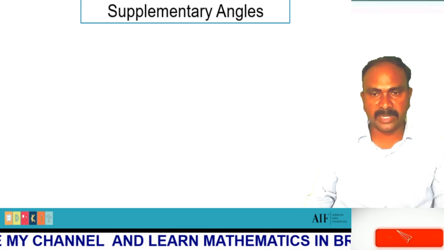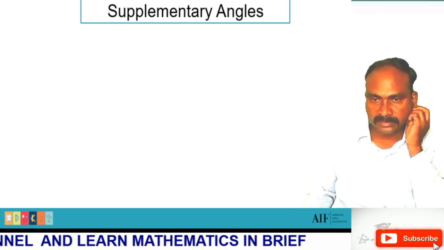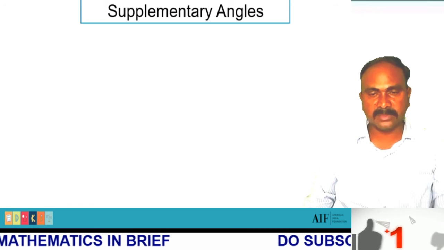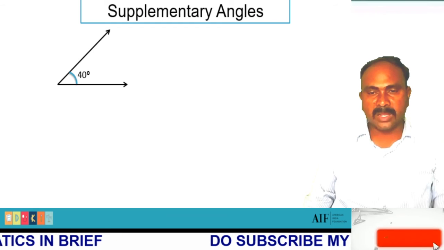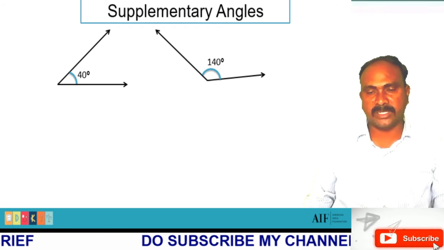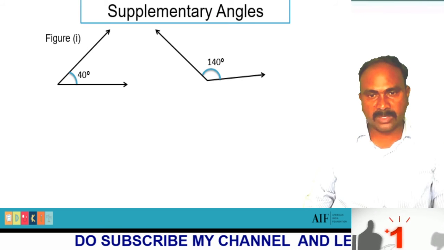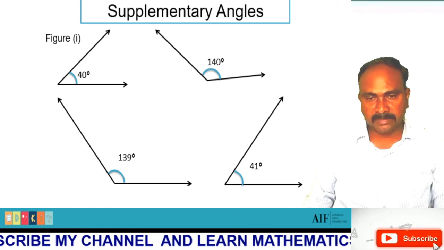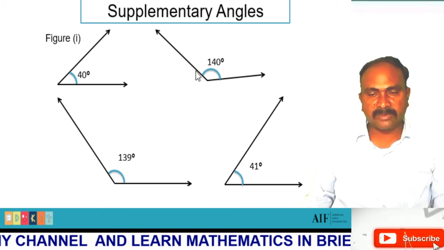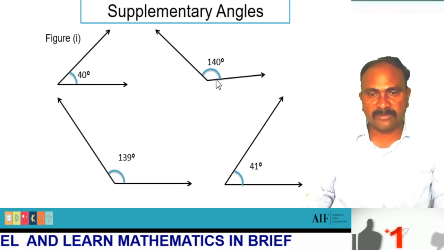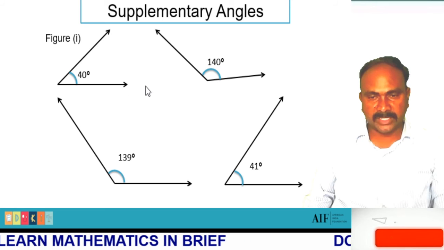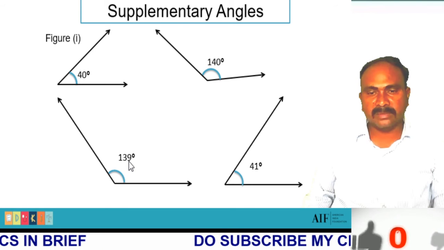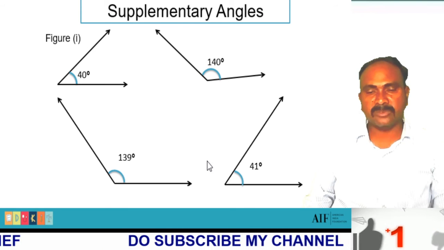Next, supplementary angles. Guess which angles are called supplementary angles? Here 40 degrees, here 140 degrees. Now, here 139 degrees, here 41 degrees. Add them, 40 degrees and 140 degrees. The sum of these angles is 180 degrees. 139 plus 41 also, when we add 139 and 41, this is also 180 degrees.